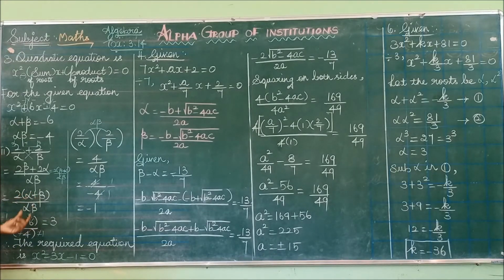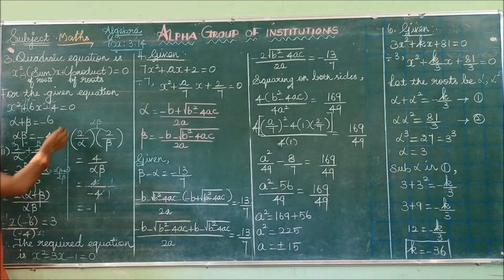Now you substitute the value. So what is alpha plus beta? Instead of alpha plus beta, you can apply minus 6. Instead of this alpha beta, you can apply minus 4. After cancelling this, you get the value 3. So the sum is found out. Then you have to find out the product value.